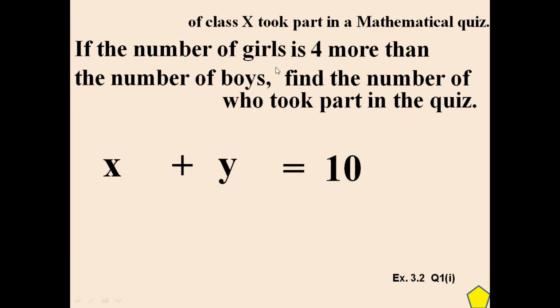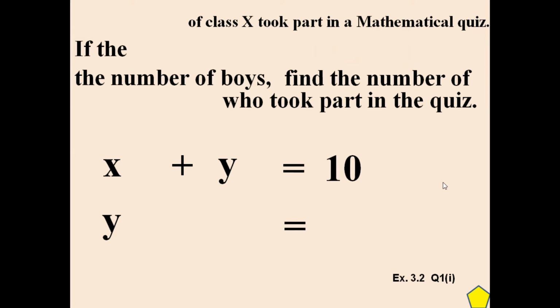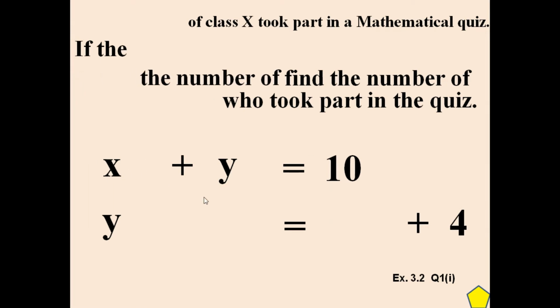Now it says the number of girls. We have assumed that to be Y. So Y is equal to 4 more than. 4 more than means plus 4. Not 4 plus, but plus 4. The number of boys. Boys we have assumed as X, so it becomes X plus 4. So this is equation number 1. This is equation number 2. You can solve them and get the number of boys and the number of girls who have participated in the quiz.